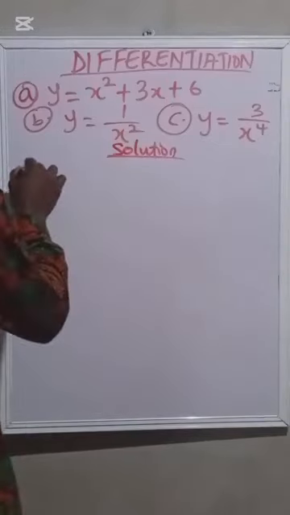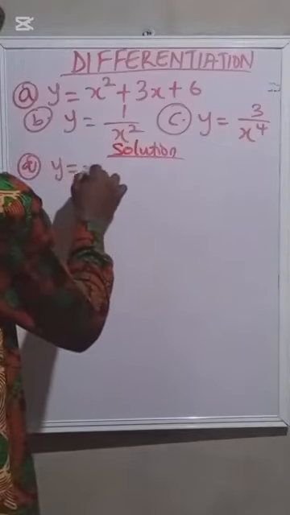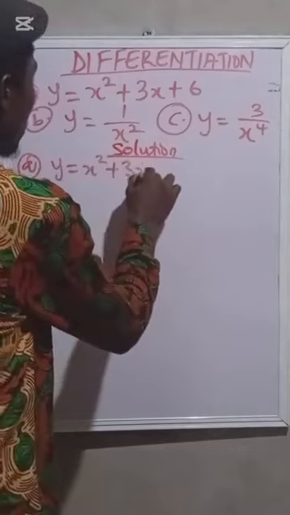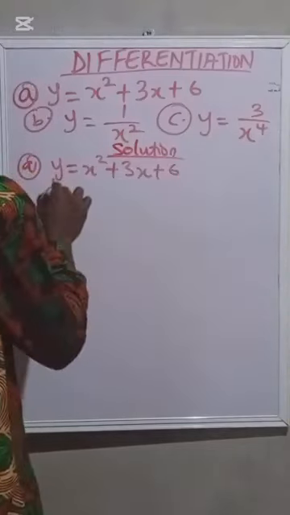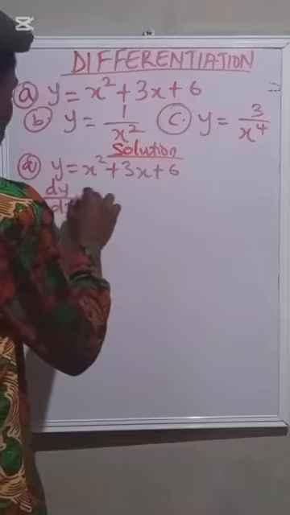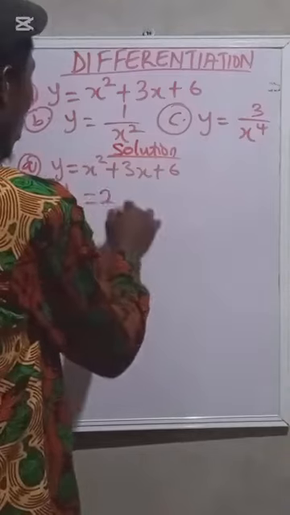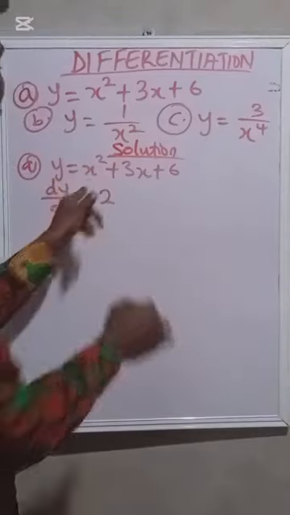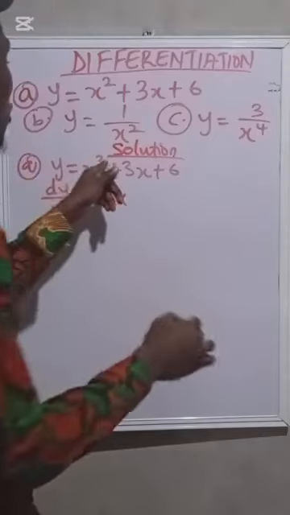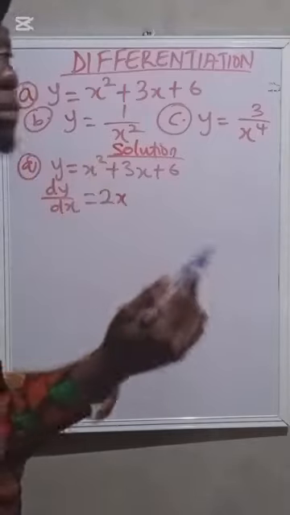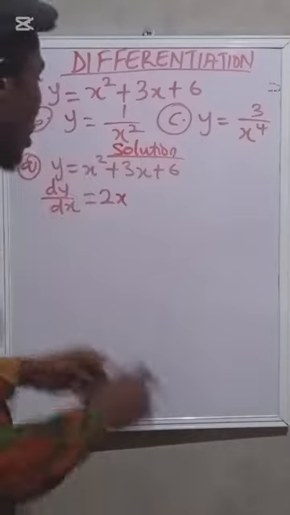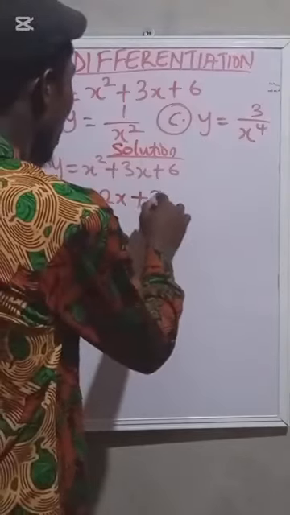So the first one, we have y equals x squared plus 3x plus 6. Like I said, your dy/dx is going to be equal to whatever you have here multiplied with what you have here, that is 2. Subtract 1 from the power here. Power 2 minus 1 is 1, so 2 times x to the power 1 is still x. Then just write plus 3.